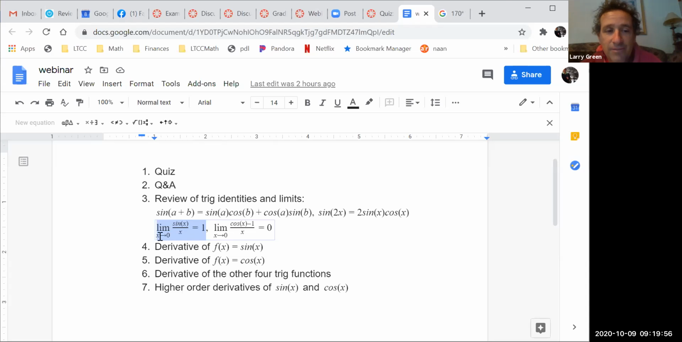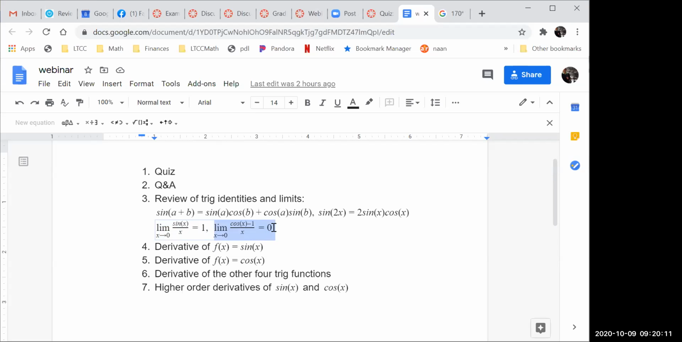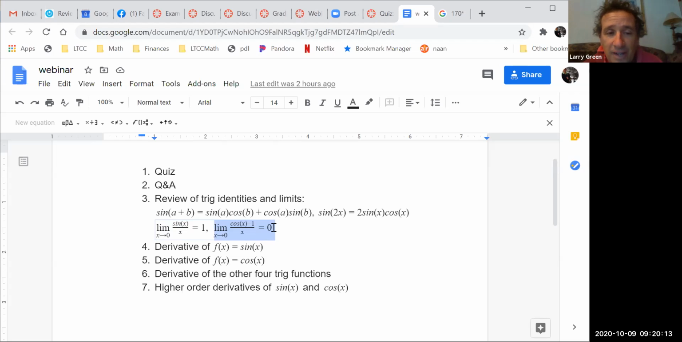So that's a really important formula that we had, and we proved it using angles and pictures of triangles. And then the other one was the limit as x goes to 0 of cosine of x minus 1 over x equals 0. I think I actually didn't prove that, but it's in the book. I can only prove so many things in the class. Any questions on some of the trig stuff we're about to need to use? Any questions?